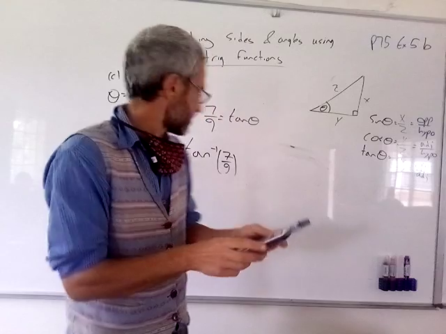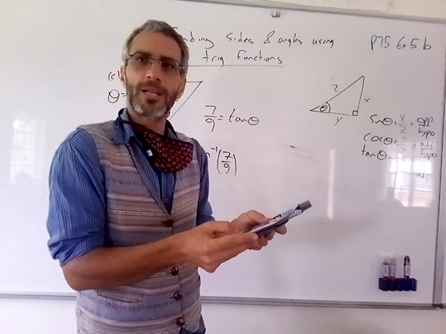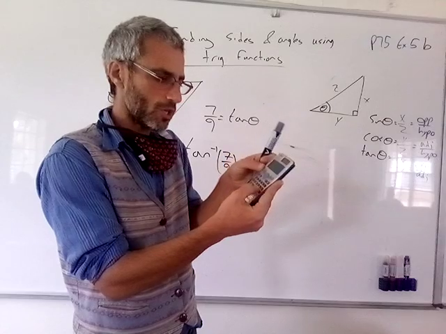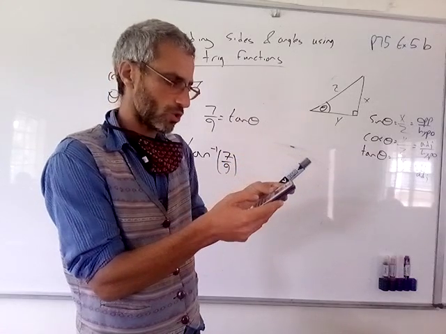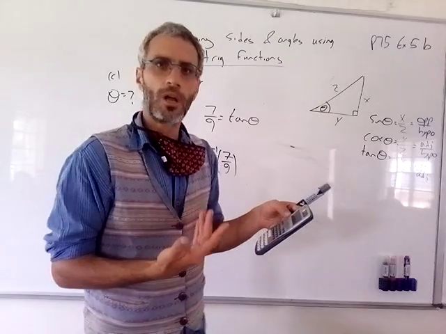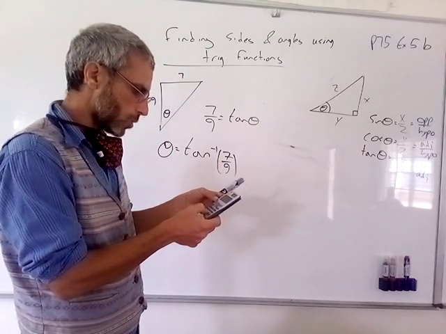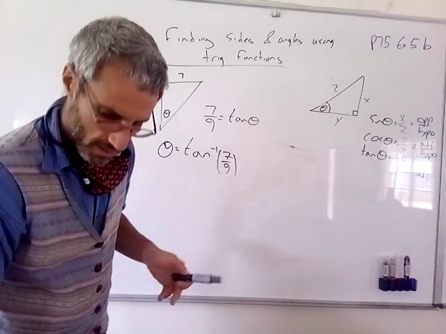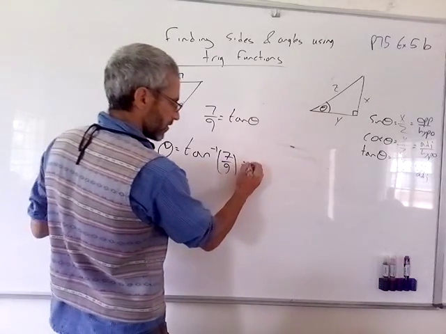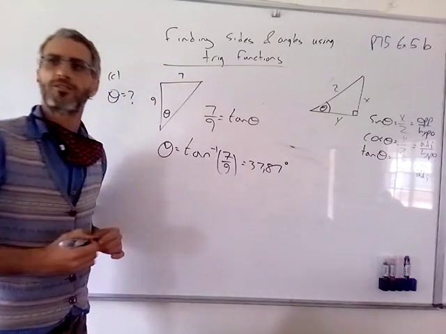Now, where do we find this tan minus 1? You've got the tan button, but press shift first. First of all, you need to turn on the calculator. Shift tan. You can see it gives you tan minus 1. In your brackets, you write 7 divided by 9. Close the brackets. What do we get? 37.87 degrees. Give it a nice unit.